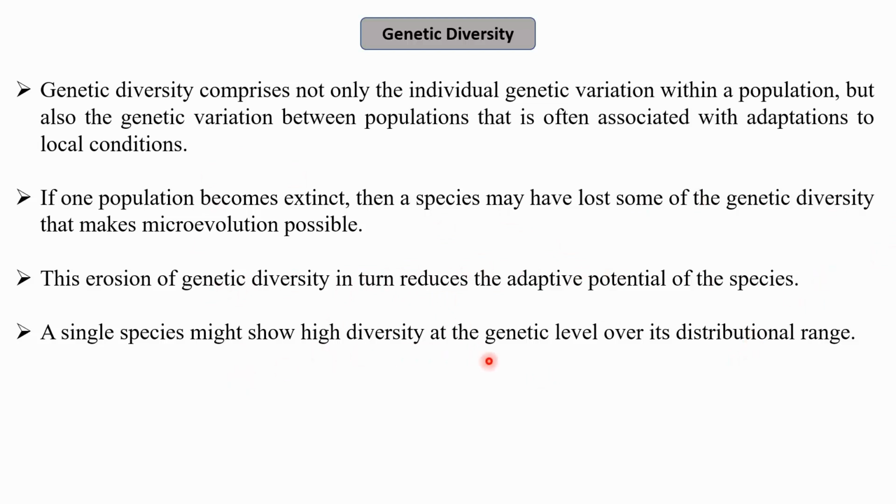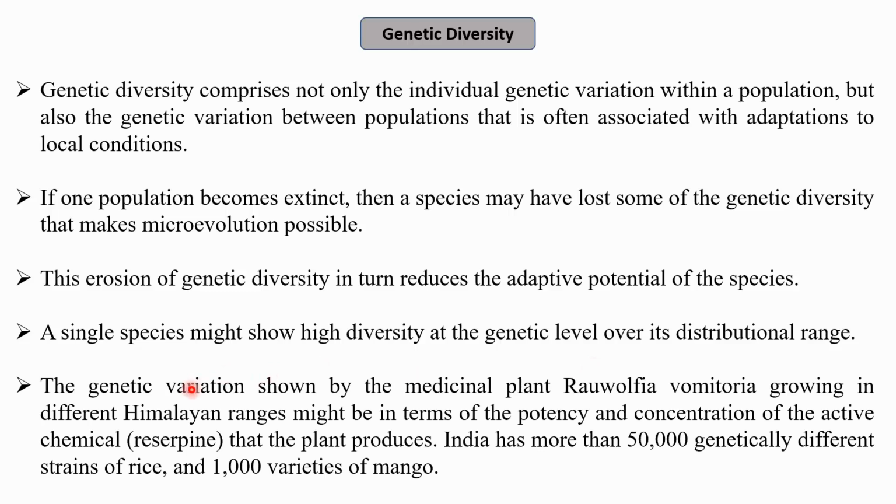A single species might show high diversity at the genetic level over its distributional range. So here are certain examples. For example, the genetic variation shown by the medicinal plant Rauwolfia vomitoria growing in the different Himalayan ranges might be in terms of the potency and concentration of the active chemical, which is the reserpine that the plant produces.